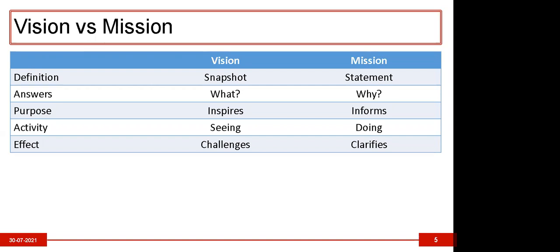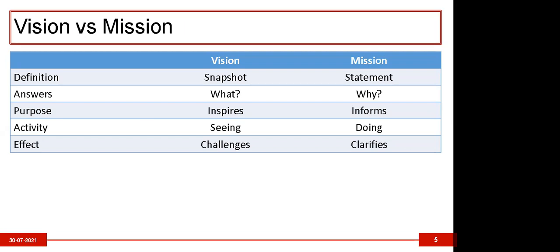So from the definition perspective, vision is a snapshot, whereas the mission is a statement. There is a lot of difference between a snapshot and a statement. A snapshot is a pictorial representation, so it includes everything, but in a statement, everything is very systematically organized and presented. So that is the difference we can observe with the definition of the vision as a snapshot and the mission as a statement.